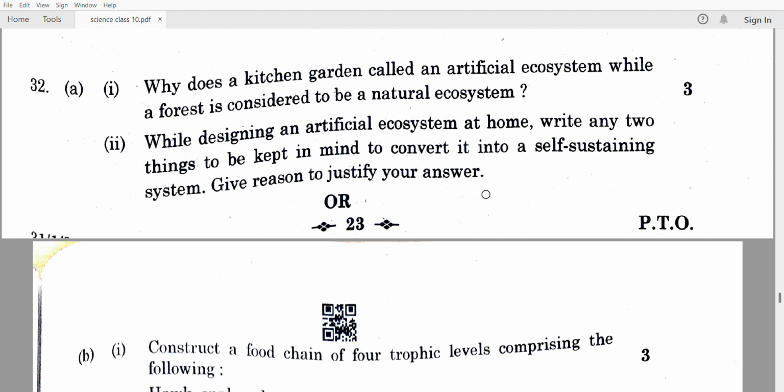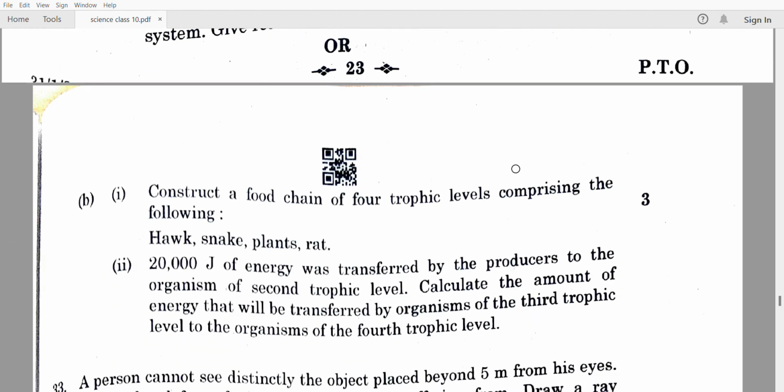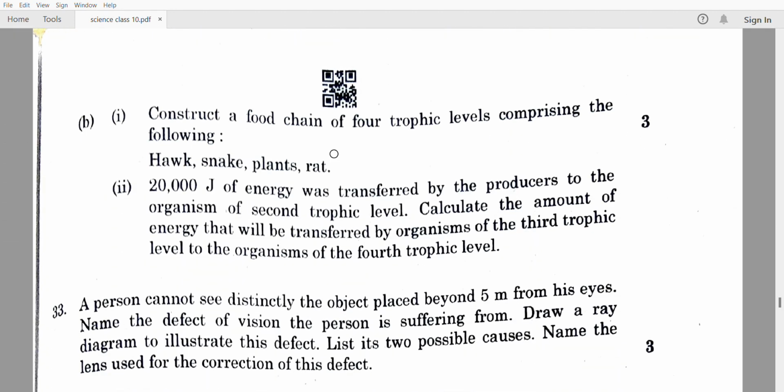So that is the second question. While designing an artificial ecosystem at home, write any two things to be kept in mind to convert it into a self-sustaining system. Give reason to justify your answer. So there should be an interaction between both biotic and abiotic factors, which should keep regenerating. Like you can introduce some decomposers that will decompose the waste left. Otherwise, one has to interrupt to do that, and the decomposed material acts as manure. So there will be an interrelationship. So this is what we have to keep in mind.